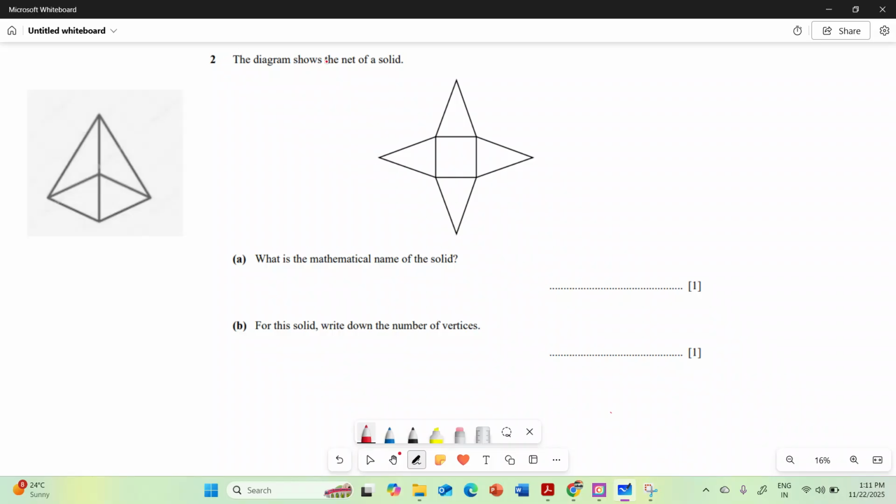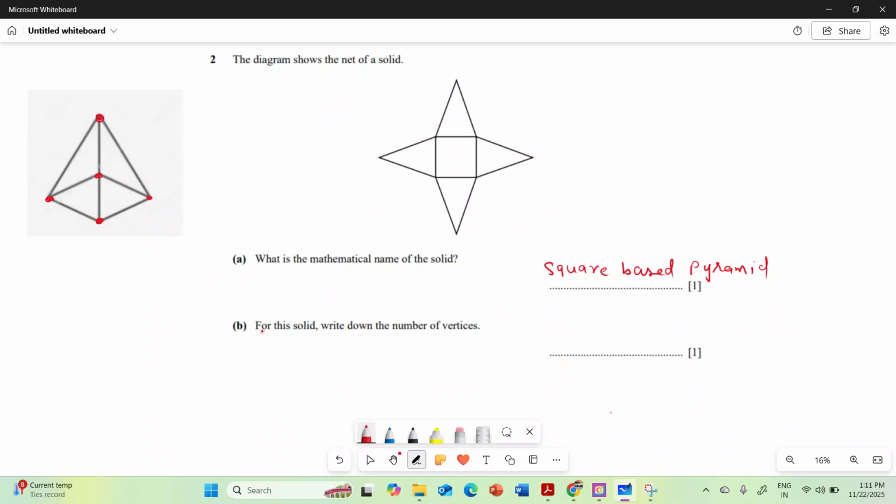This is the question. The diagram shows the net of a solid. So here, what is the mathematical name of the solid? The name of this one is square based pyramid. And if you fold this one, you will get this kind of figure: 1, 2, 3, 4 and 5.